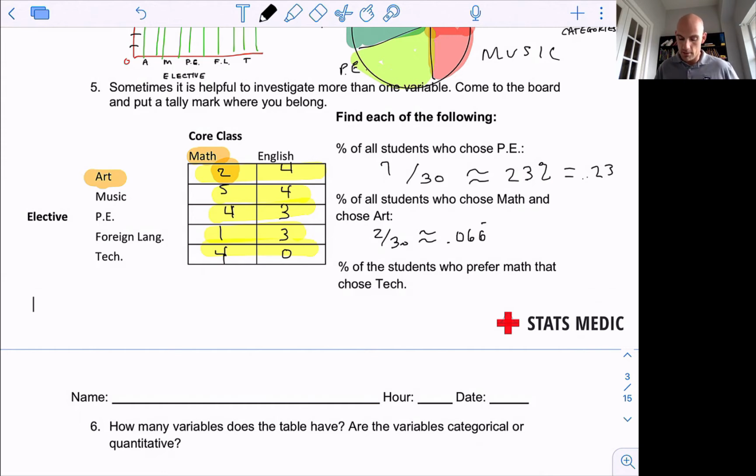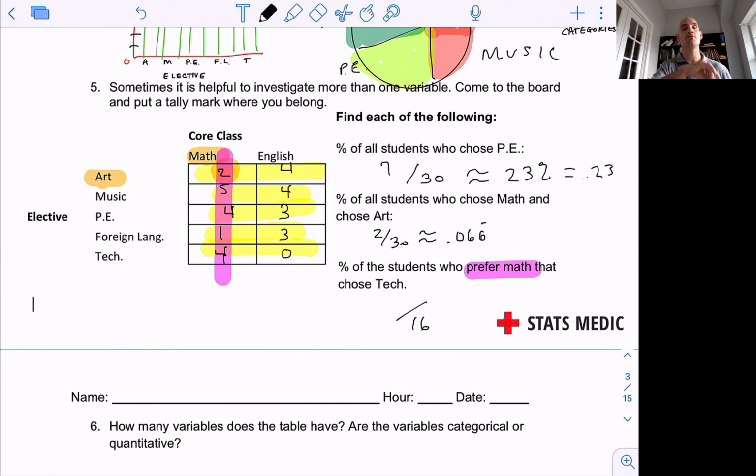Okay, number of students who prefer math that chose tech. So this is a little bit different question here. Prefer math that chose tech. So you've got to look at the bottom first. They prefer math, so which column is that? Here I'm going to highlight in pink. Prefer math would be the people from this column here. So there's only 16 people in that column because I've got 2 plus 5 is 7, plus 4 would be 11, plus 5 would be 16. There's 16 people that prefer math.